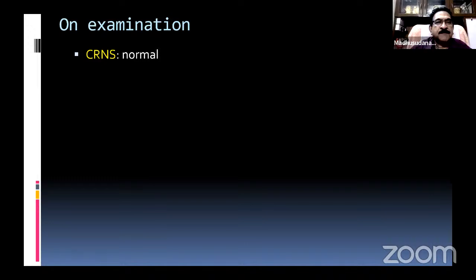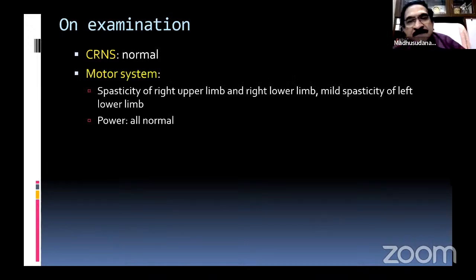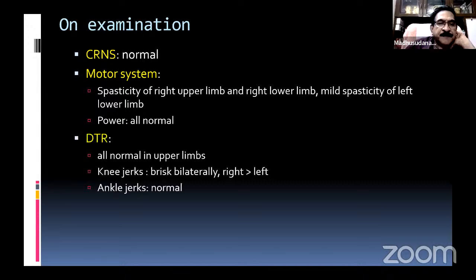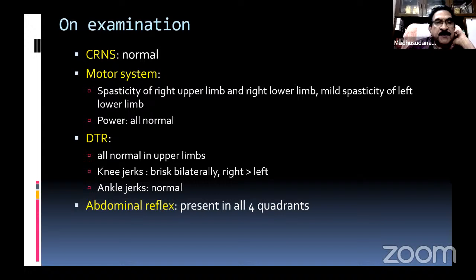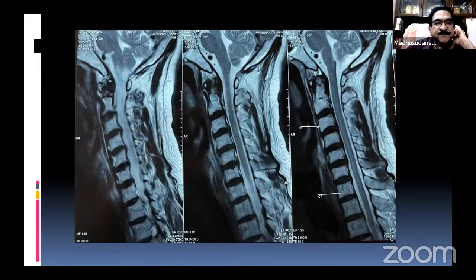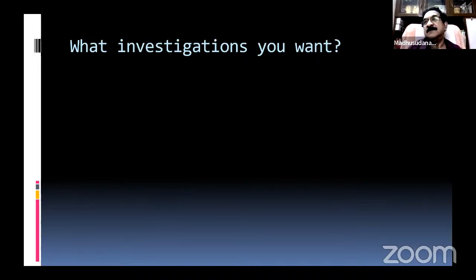So, on examination, cranial nerves normal. Spasticity in the right upper limb and right lower limb. Mild spasticity in the left lower limb. Power all normal except the hand grip weakness. DTR all normal in the upper limbs, probably slightly brisk right triceps. Finger jerk could not be elicited. Knee jerk brisk bilaterally, right more than left. Ankle jerks normal. Abdominal reflex present in all four quadrants. Sense system normal. Gait spastic. Plantar both upgoing. So, what is your localization and what investigation do you want?